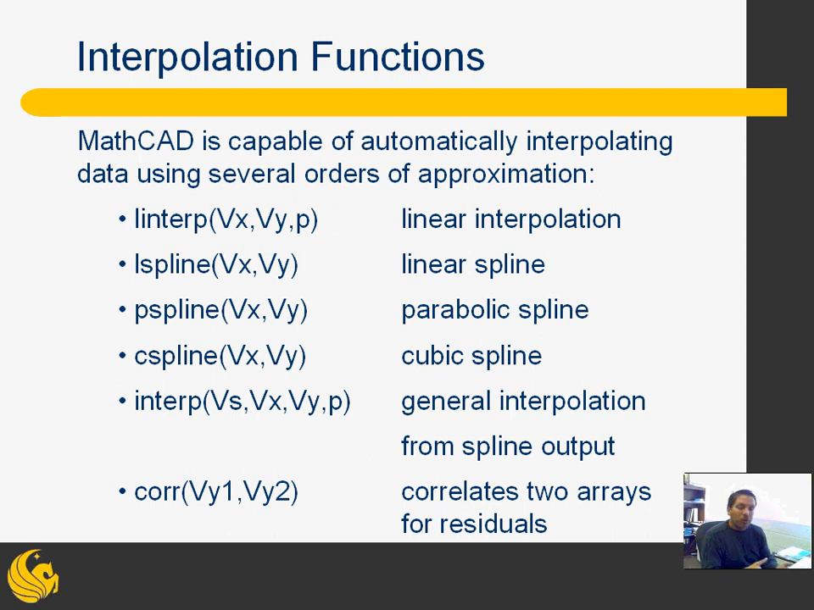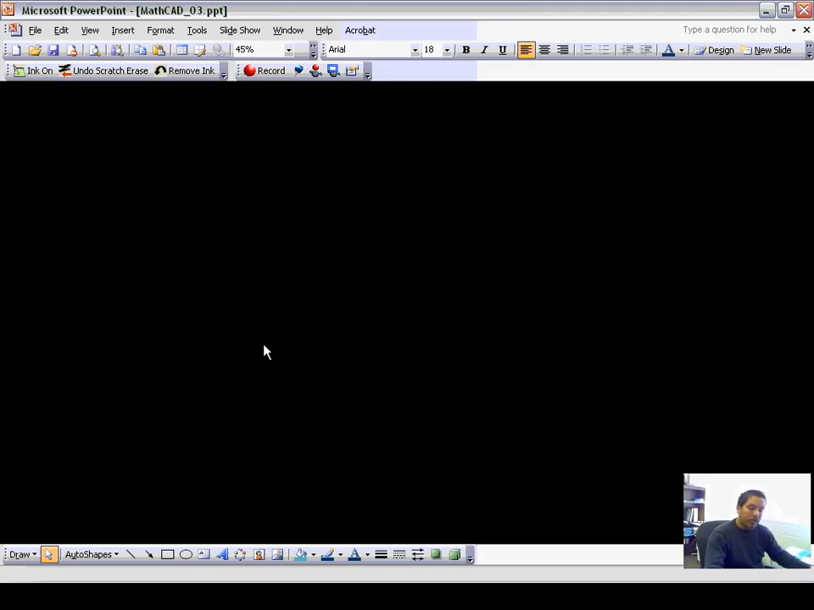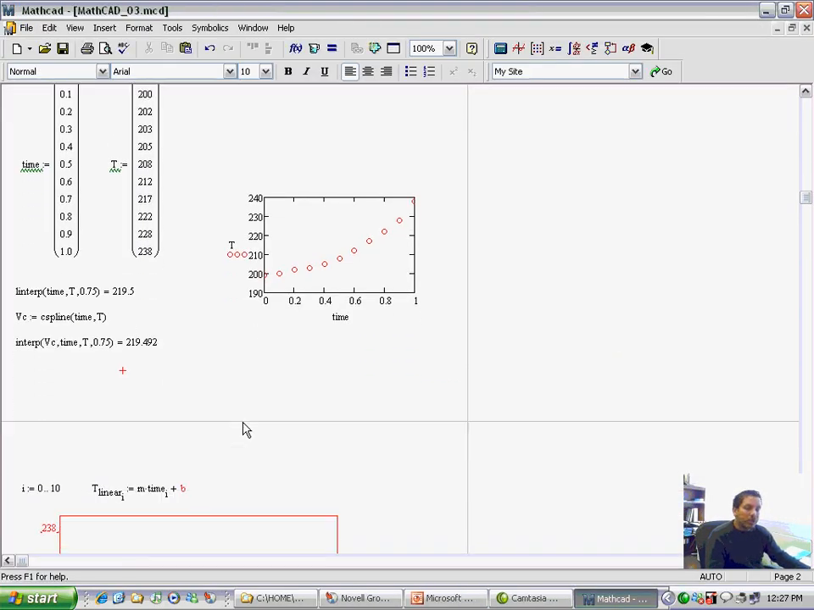So if you're performing some sort of curve fit of the data, you can tell what kind of interpolation or curve fit gave you a better correlation. And we're going to exercise that later. Other functions for curve fitting are the intercept and the slope, which, if you give a set of data points, assume those points correspond to a straight line. It will find the intersection with the y-axis and the slope of that line. And then you can linear fit that curve. You can use linfit to plug those values in, or apply a generalized regression with a function f, which we'll be exercising next. Let's go back to the presentation.